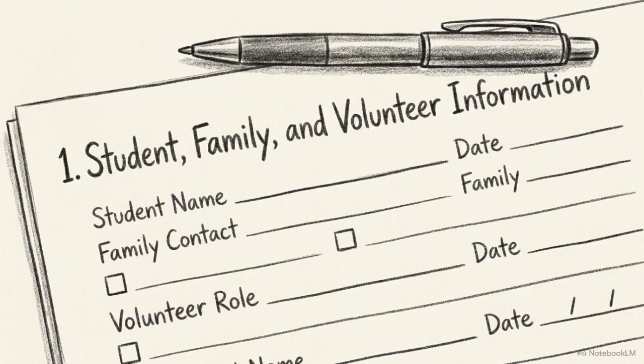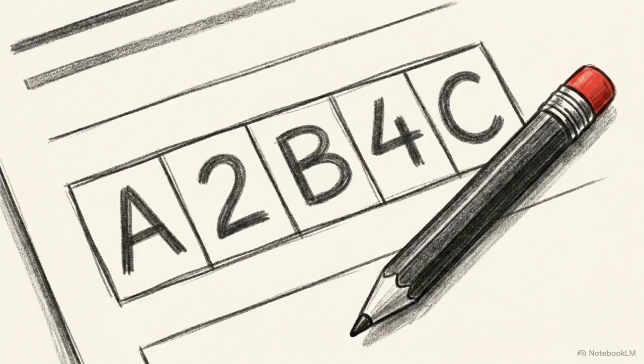Step 1 is filling out the header information. Here, you will record the basic meeting details. Stick strictly to the student's first name or their specific participant ID to protect the family's privacy.